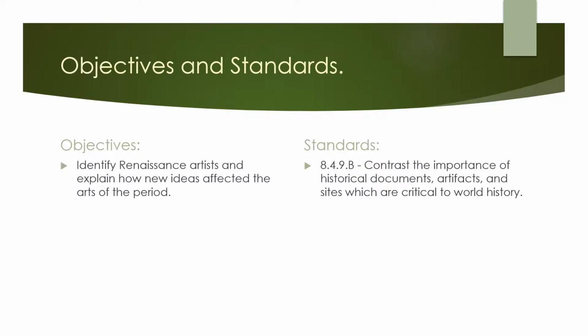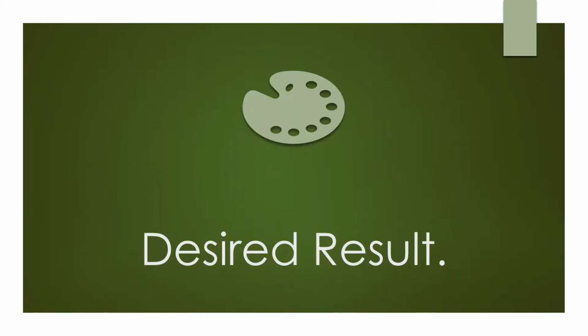So our objectives and standards: to identify Renaissance artists and explain how new ideas affected the arts of the period, and our standards to contrast the importance of historical documents, artifacts, and sites which are critical to world history. And our desired result: what characteristics made up the art of the Renaissance?